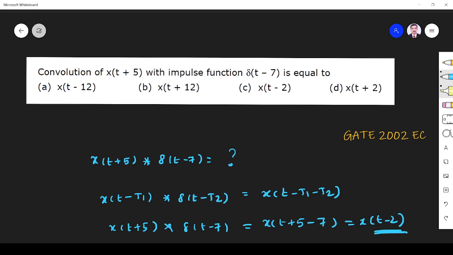So use this property and get the answer, which is x of t minus 2. That is the answer. Option C is the right answer.